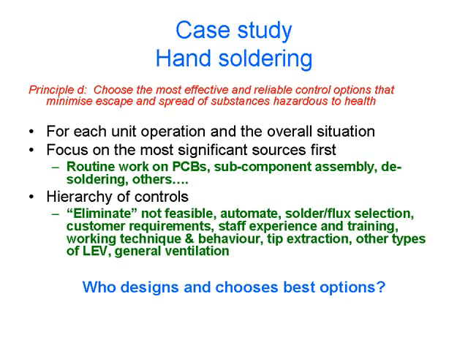Principle D, choose the most effective and reliable control options that minimise escape and spread of substances hazardous to health. For each unit operation and the overall situation, you should focus on the most significant sources first. Routine work on printed circuit boards, subcomponent assembly, desoldering and others, and the hierarchy of controls. Eliminate is not feasible. Automate, solder flux selection, customer requirements, staff experience and training, working technique and behaviour, tip extraction, other types of LEV and general ventilation. Who designs and chooses the best options?